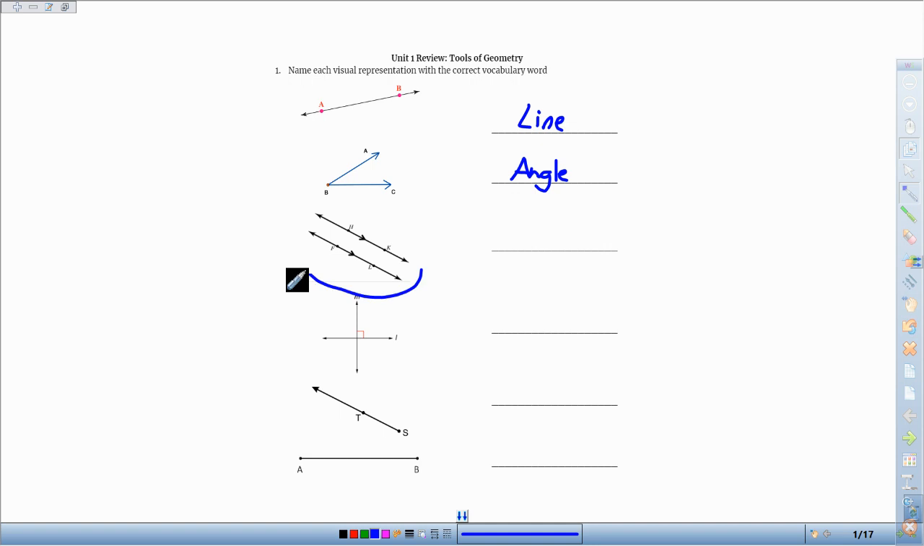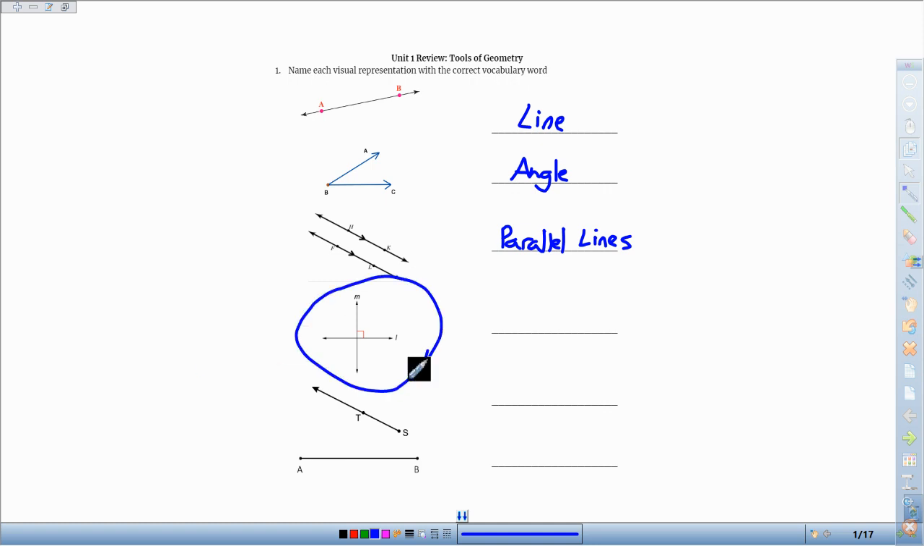All right, right here, we have two lines side by side. Here's the key information on these arrows. If you guys remember, arrows on two lines tell us that they are parallel. So we have parallel lines.